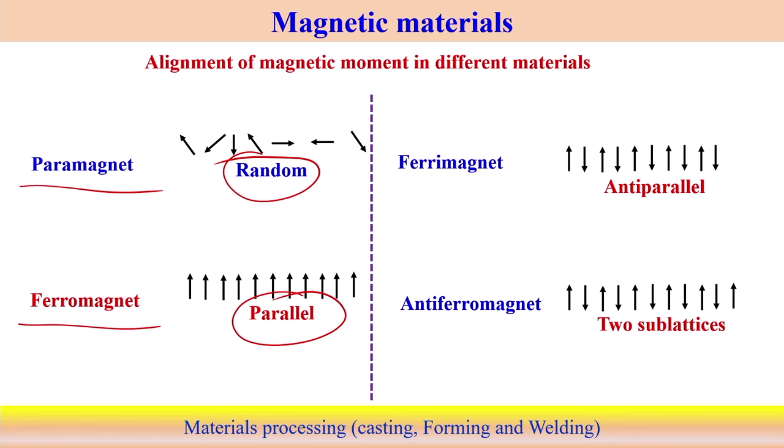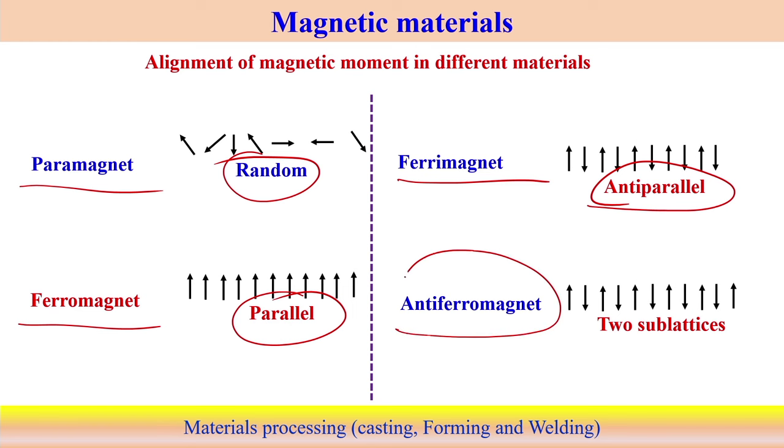Similarly, a ferrimagnet also has magnetic properties like a paramagnet, but in this case the magnetic moments have an anti-parallel arrangement. Here the magnetic field does not exactly cancel out, as it does in the anti-ferromagnet, so some magnetic effect is always there, like a paramagnet.